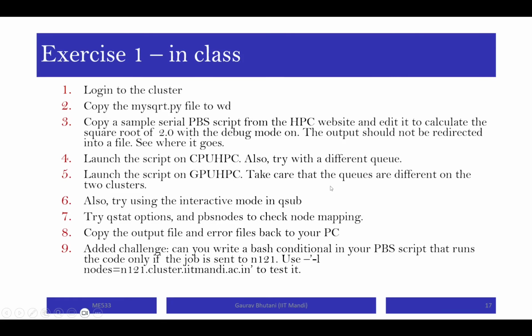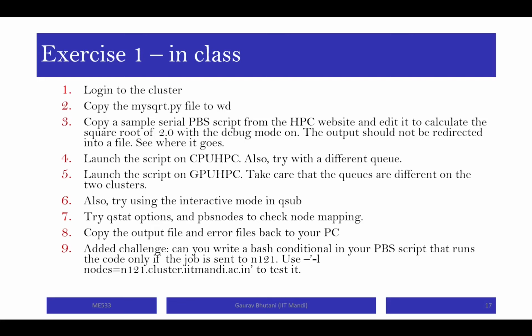So problem 9 says that it's an added challenge. You have to write a bash conditional in your script that runs the code only if your job is sent to a particular node. I just gave an instance of N121, it could be anything. Your script should check which node your job has gone to, and if the job has gone to N121, only then will it run something, otherwise it will give you an error, or it will type something on the screen that it has reached some other node.